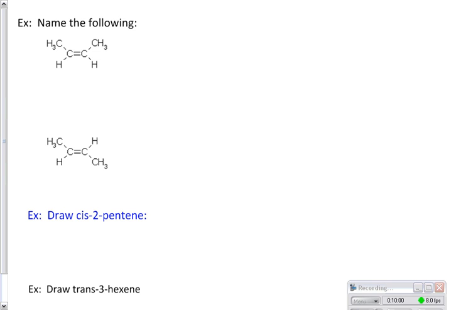So if we practice a few more of these, name the following. Again, if you want to pause your video at each one of them, you certainly can. But looking at that one, you'd have a 4-carbon parent chain. The double bond is between the two. Since the H's are on the same side, this would be cis 2-butene.